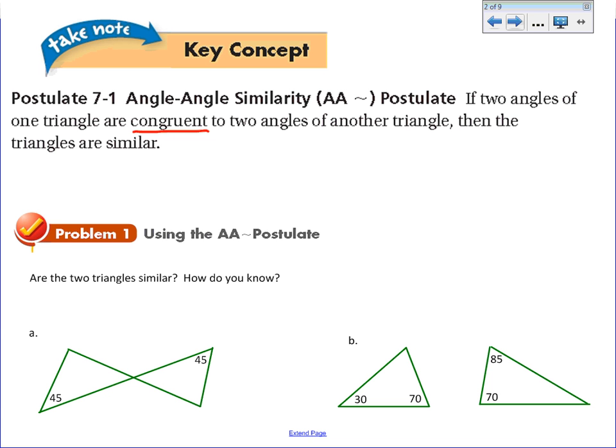So we look at diagram A. Are those two triangles similar? Yes, why? Because the vertical angles are congruent, good. And we have two that are given that are congruent. Good deal.